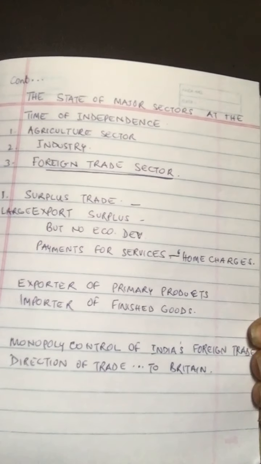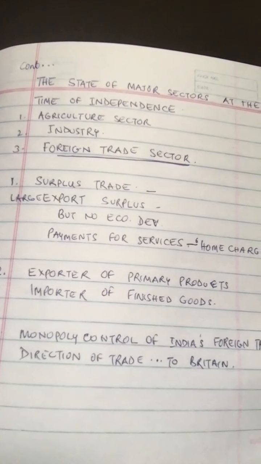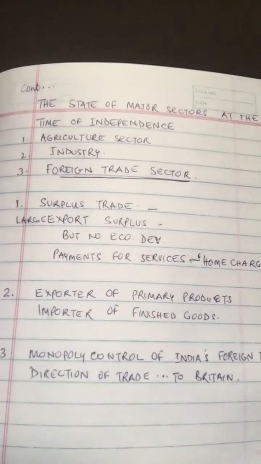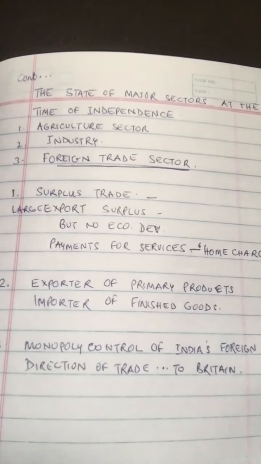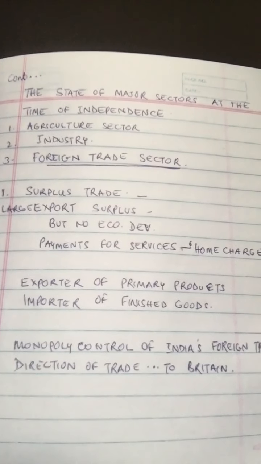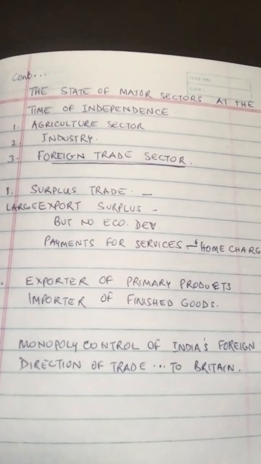So the state of India's foreign trade at the time of independence was that, let us look at the composition of India's trade. We were an exporter of the primary products and we were importer of finished goods. So we exported raw material.